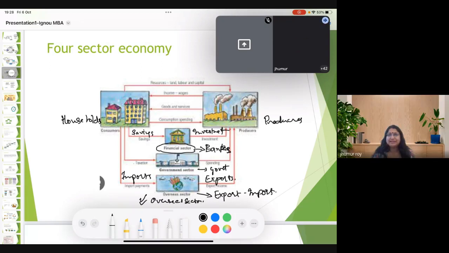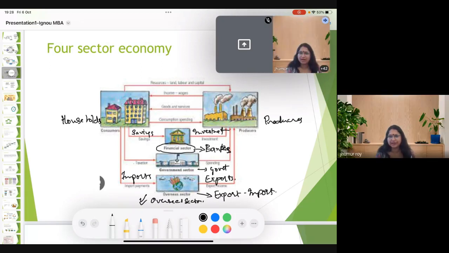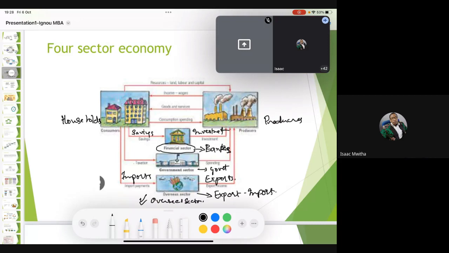Okay. Many times this banking system is also added in the two sector economy. Please make a note of that.